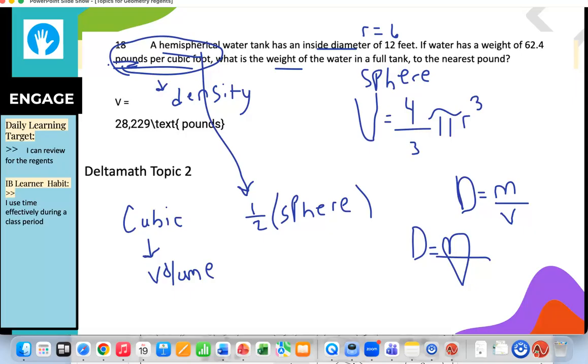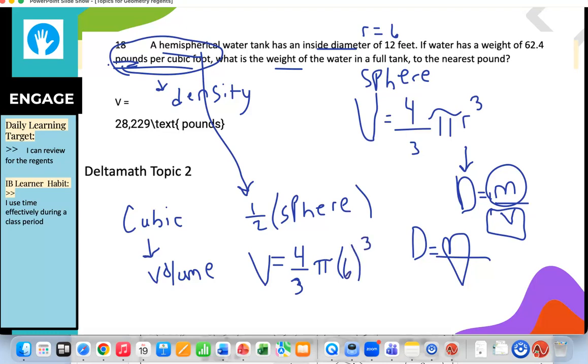So what is the weight? So we're looking for mass. We know the density. We need to find the volume. How do we find the volume? The volume of a sphere is 4/3 pi r to the third power. So we need to substitute 6 for the radius. Once we get the volume, we're going to get an answer. We're going to plug that in to this V.